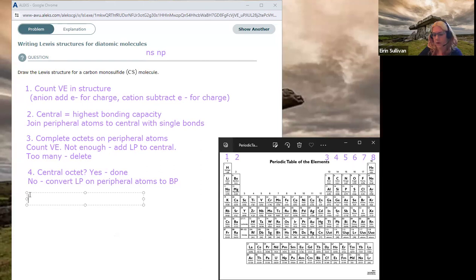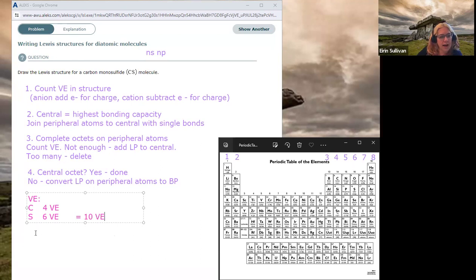So first of all, we've got to count the number of valence electrons. Carbon has 4 valence electrons, and sulfur is in group 16, so it has 6 valence electrons. If you're still not sure about that, just remember carbon is 2s2, 2p2, so add those 2 and 2 electrons together, you get 4. Sulfur would be 3s2, 3p4, so add the 2 and the 4 together, you get 6 total valence electrons. That's where that's coming from. And there's no charge on here, so we get a total of 10 valence electrons.